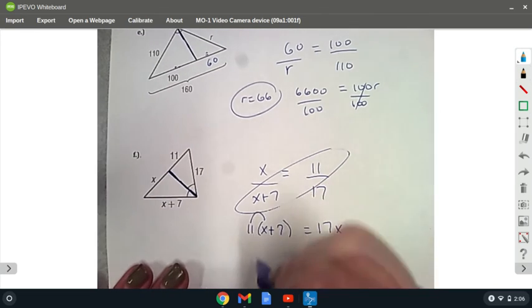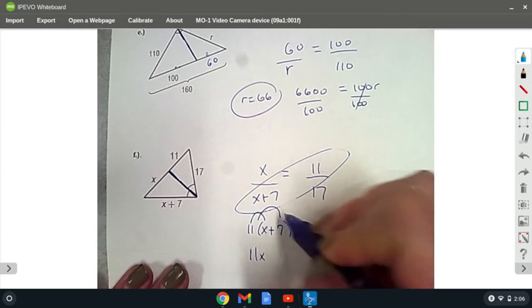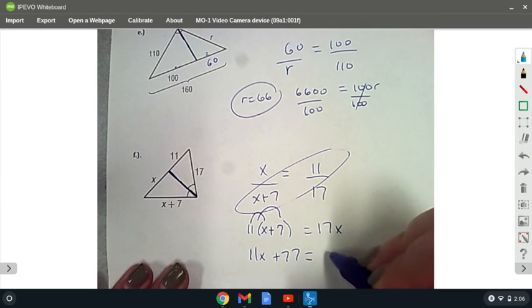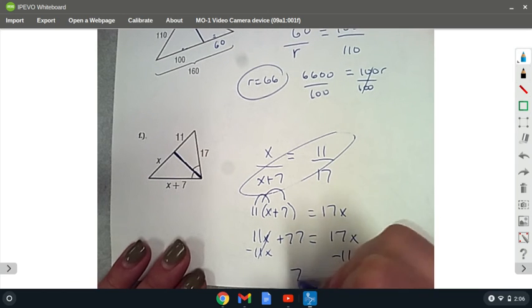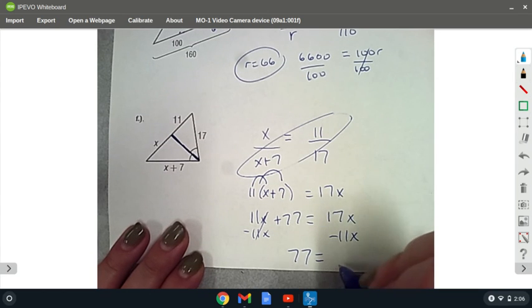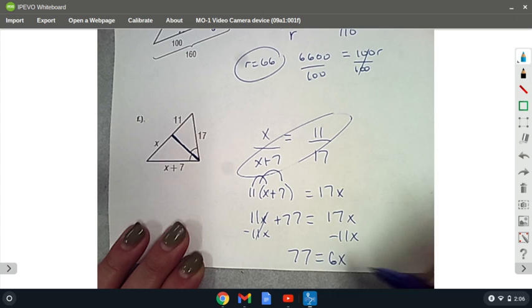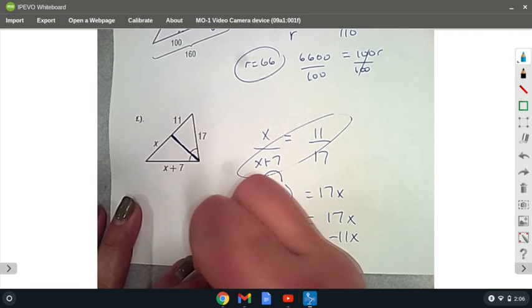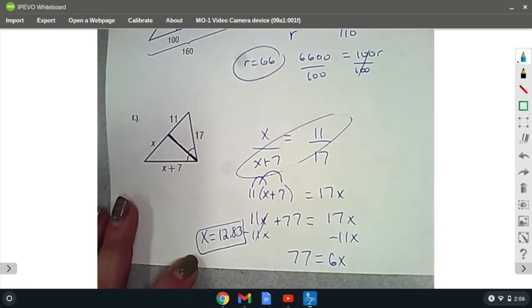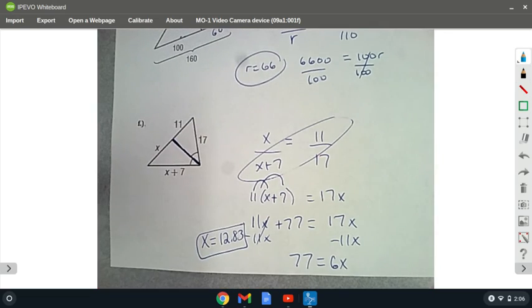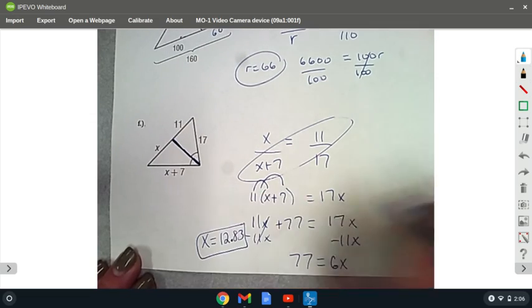So I'm going to distribute. That's 11x, plus 77. I'm going to take away 11x from both sides, and I get that 77 equals 6x. If I divide by 6 on both sides, I get that x is 12.83. A lot of ugly decimals on here, but it doesn't mean you're wrong if you get a decimal.